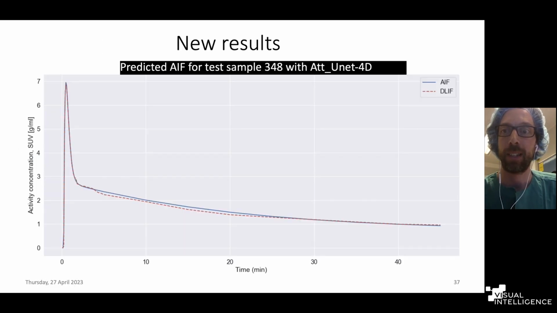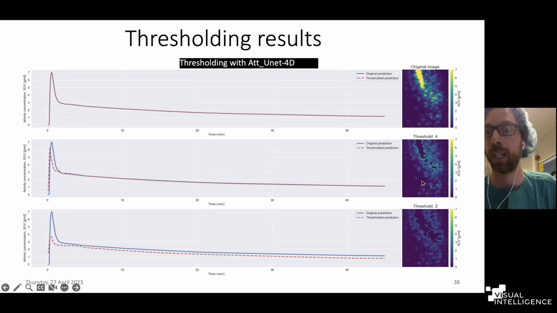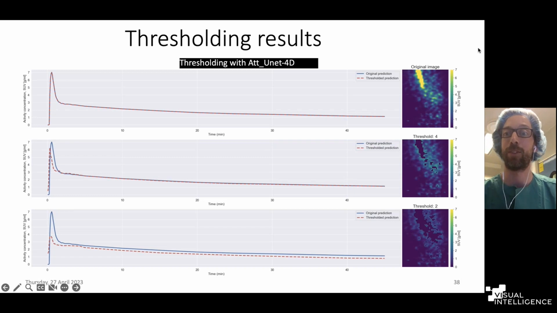And when we did this simple thresholding test with the new networks, we actually saw that when we masked away different thresholds, the result changed. So obviously, if you remove these high intensity voxels, the peak is underestimated in the dashed line. And if we remove even more, the peak is even more underestimated, also the tail here. So now the network is actually learning some meaningful information from the input, not just the bias that learned the average in the training data.